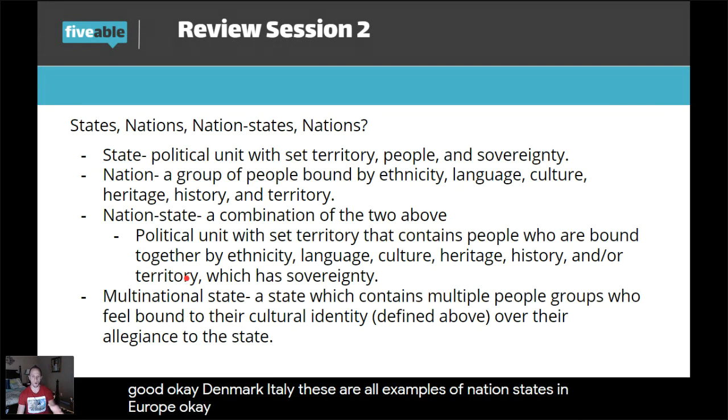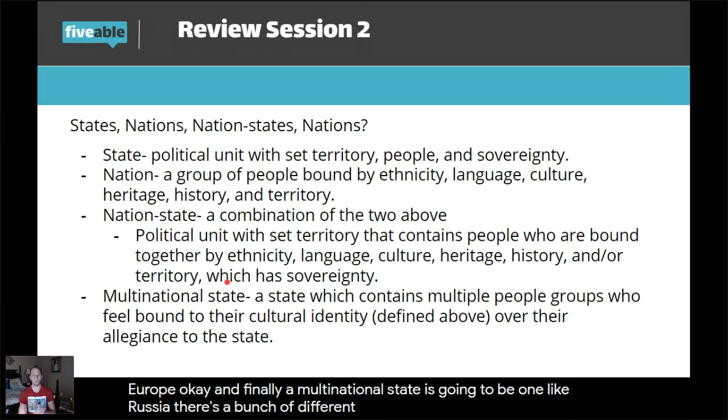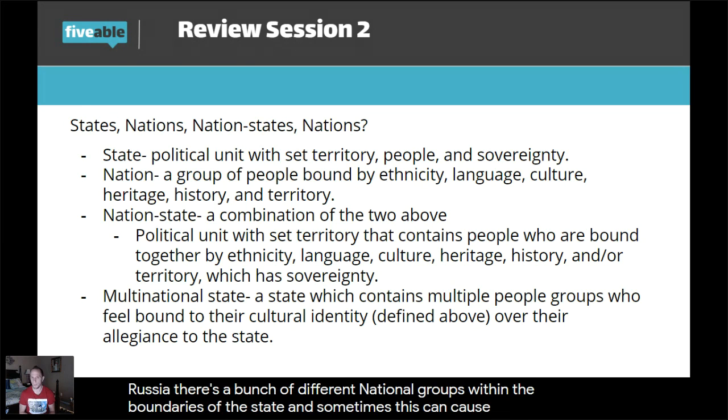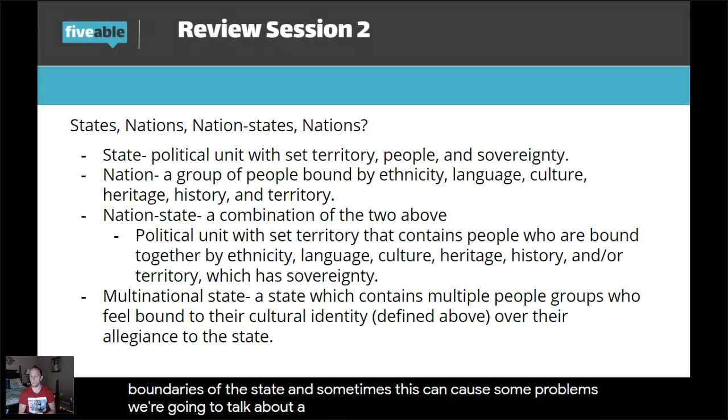Okay, and finally, a multinational state is going to be one like Russia. There's a bunch of different national groups within the boundaries of the state, and sometimes this can cause some problems. We're going to talk about a big problem with a multinational state when we get to Yugoslavia.